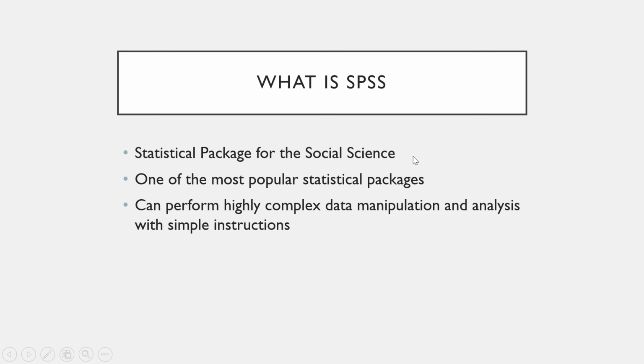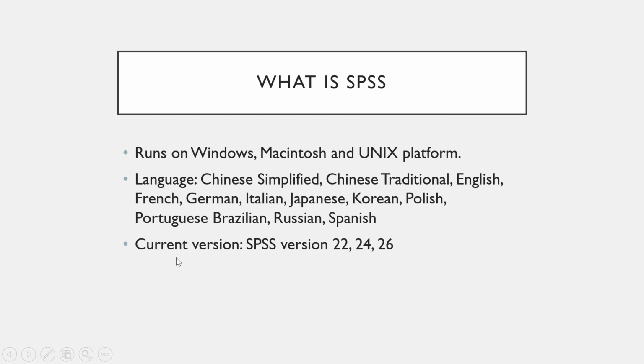So that's why you need to download. So basically, SPSS stands for Statistical Package for Social Science. It is one of the most popular statistical packages which can perform highly complex data manipulation and analysis with simple instructions because they have the menu. SPSS can run on Windows, Macintosh and Unix platforms. It is available in multiple languages. The current SPSS version is 26, but I will teach using either 24 or 25. USM currently uses 26.